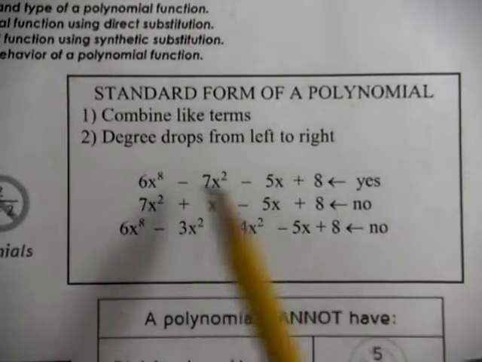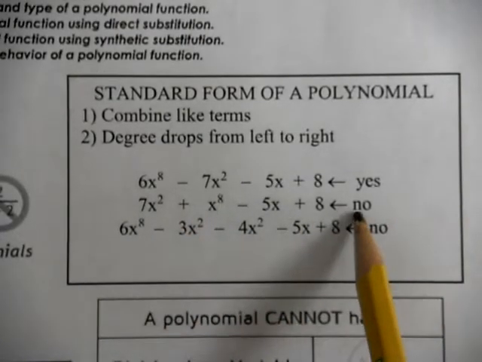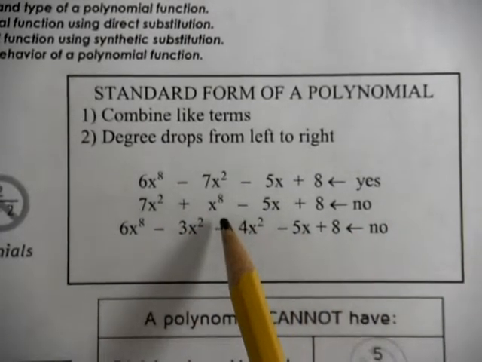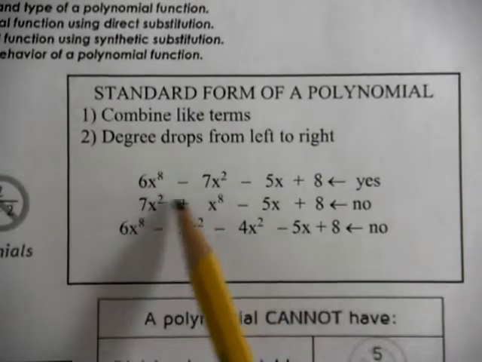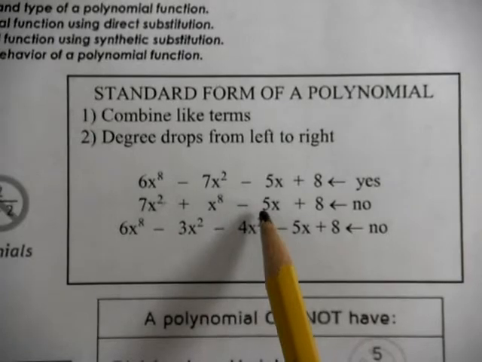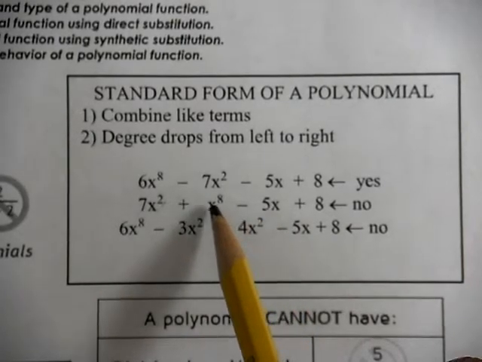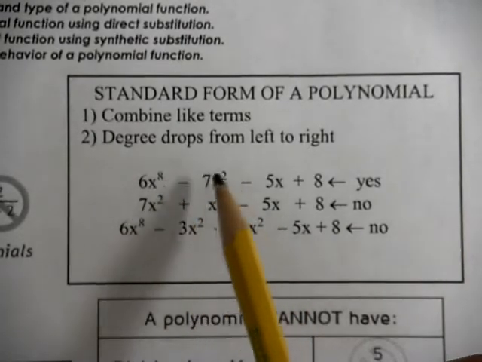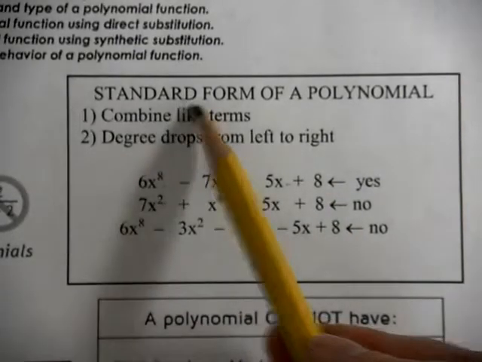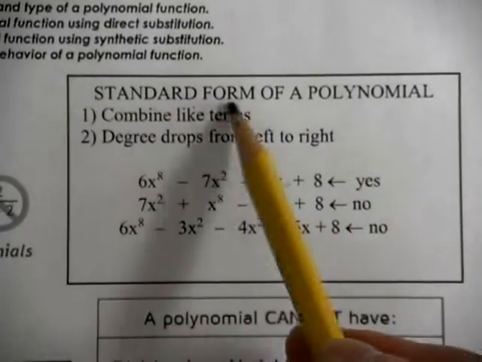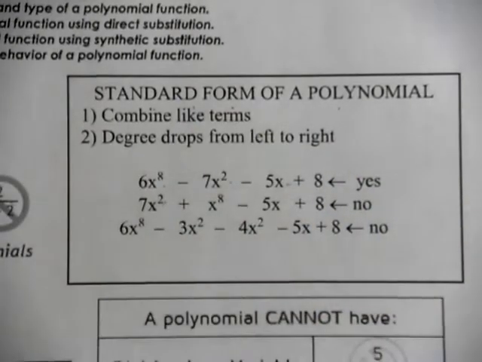When we look at this side, we're not a polynomial equation. It's not in standard form because the x squared is not written in the correct order. You need to go with the highest exponent first and then decrease all the way through. That's how you write it in standard form of a polynomial.